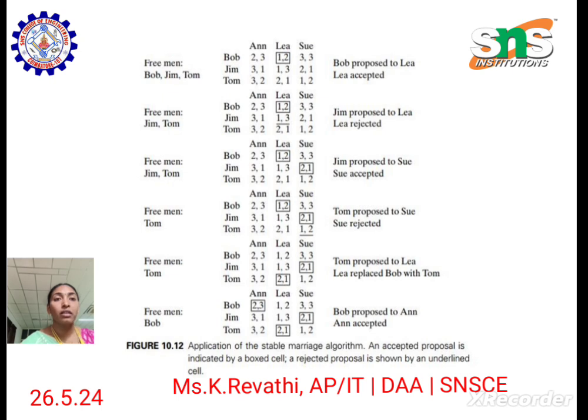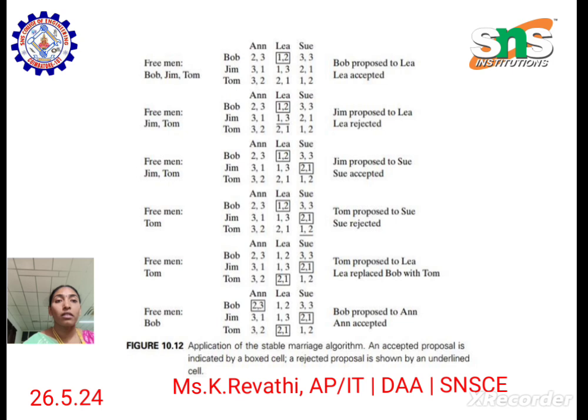Then the next free men are Jim and Tom. Jim looks at his first preference for proposal, which is Leah. Leah is already engaged with Bob, so Leah has to see her preference between Bob and Jim. Leah gives second preference to Bob, but third preference to Jim. So Leah accepted Bob and rejected Jim's proposal.